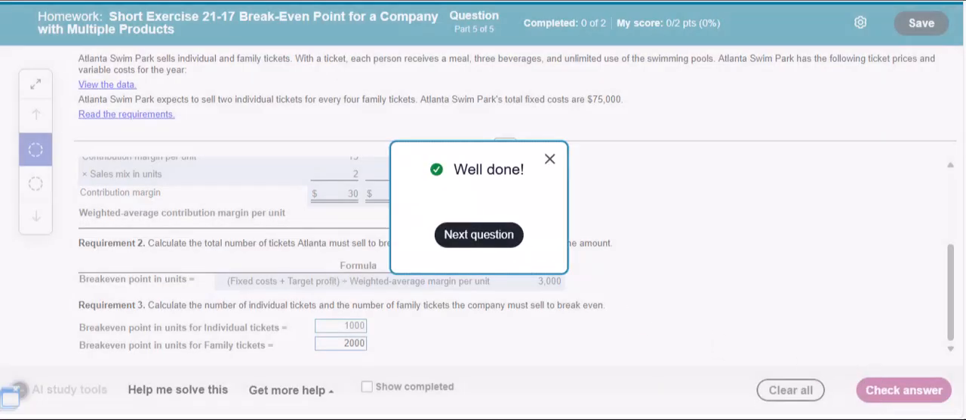Well done. And as a review, basically what this problem means is that you tell your CEO we need to sell 3,000 tickets to break even, and of those 3,000 tickets, we need 1,000 to be individual and 2,000 to be family. And that's it.